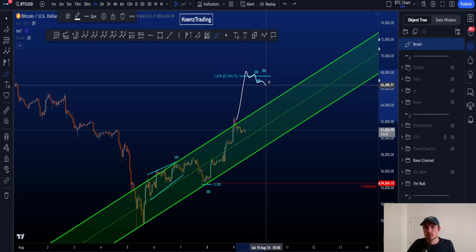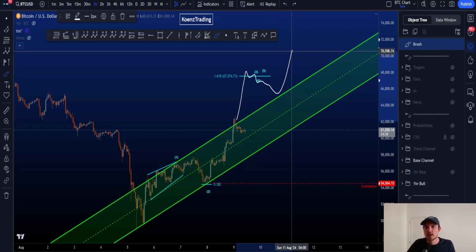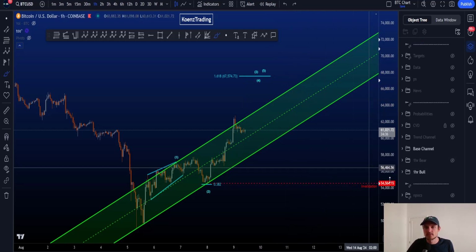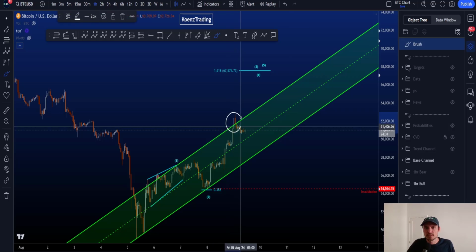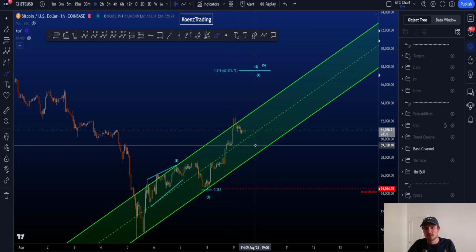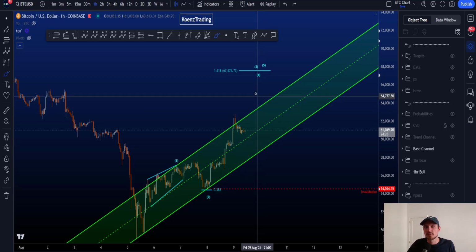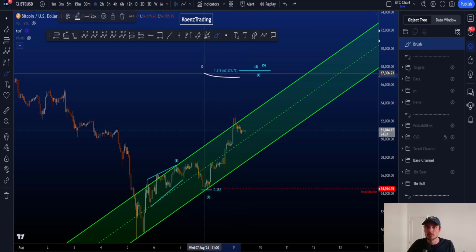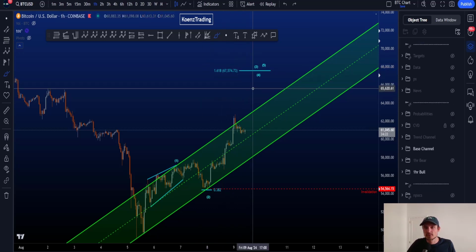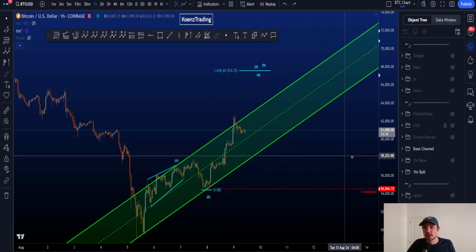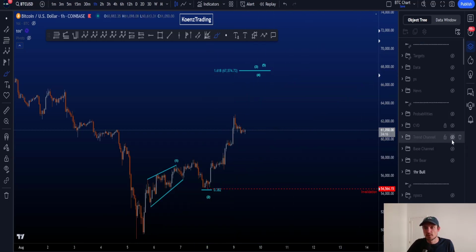For a wave 4, we like to come back to the base channel and then one final push up for wave 5 before we then start the corrective structure. At the moment, you can see we only moved above the base channel, like a little blip, as I said, right? Absolutely minimum. That's not what we want to see. We want to see continuation in a wave 3 and also preferably see the 1.618 touched, which, as you can see, is nicely positioned out of this base channel. So that is what we're looking for the bulls.